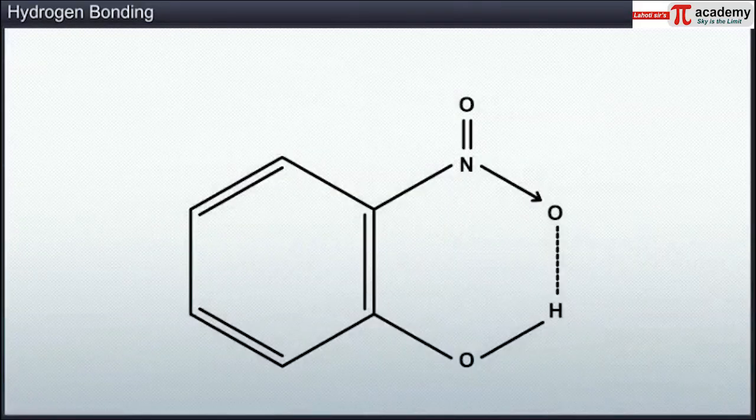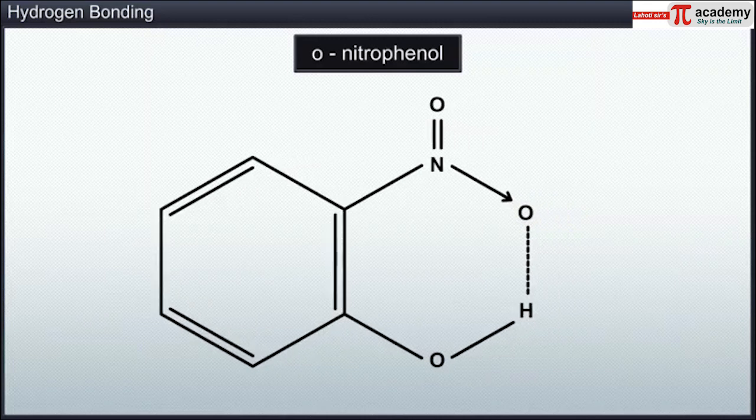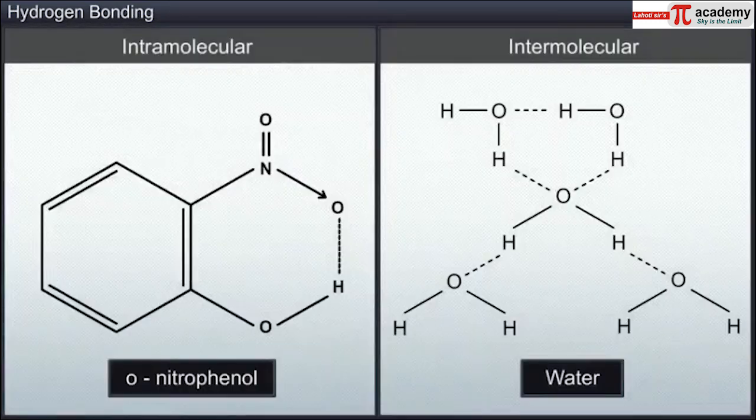However, in certain compounds like orthonitrophenol, a hydrogen bond is formed between the hydrogen atom of the hydroxyl group and a highly electronegative atom, that is the oxygen of the nitro group, present within the same molecule. Such a bond is called an intramolecular hydrogen bond. Thus, we can conclude that a hydrogen bond is the weak electrostatic attractive force between the hydrogen atom and the highly electronegative atom of either the same or different molecule.